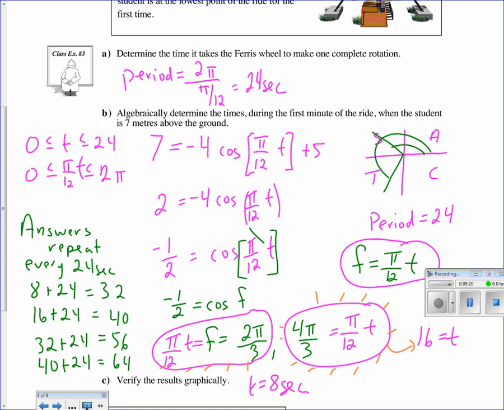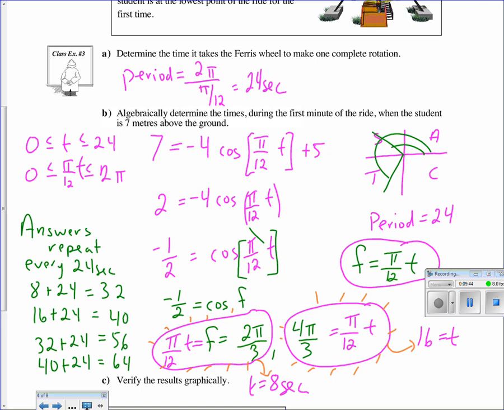So the red marks around that circle. This one generated 16. 3 times, my pi's cancel first of all, so that's really good. And I'm going to solve for time. So pi's cancel. 12 times 2 is 24, and 24 divided by 3 is 8 seconds.